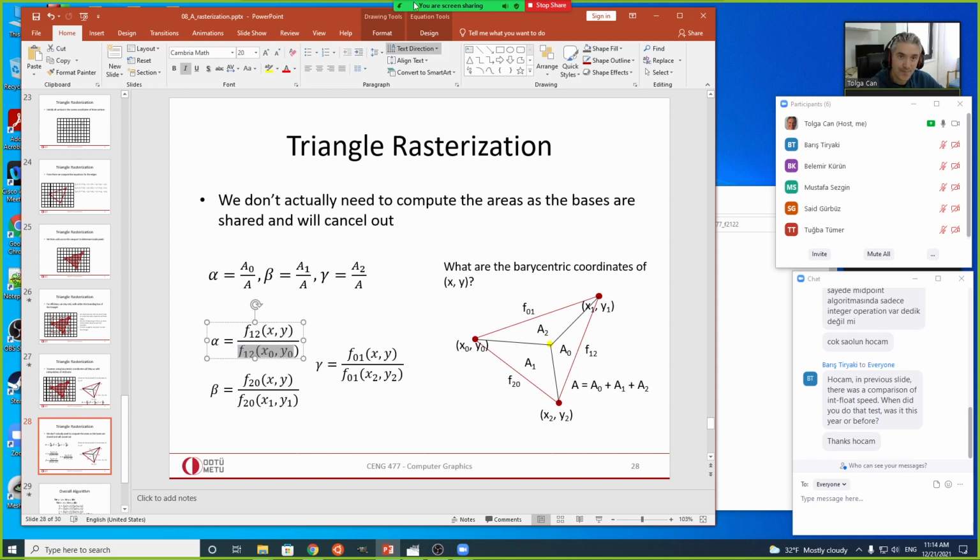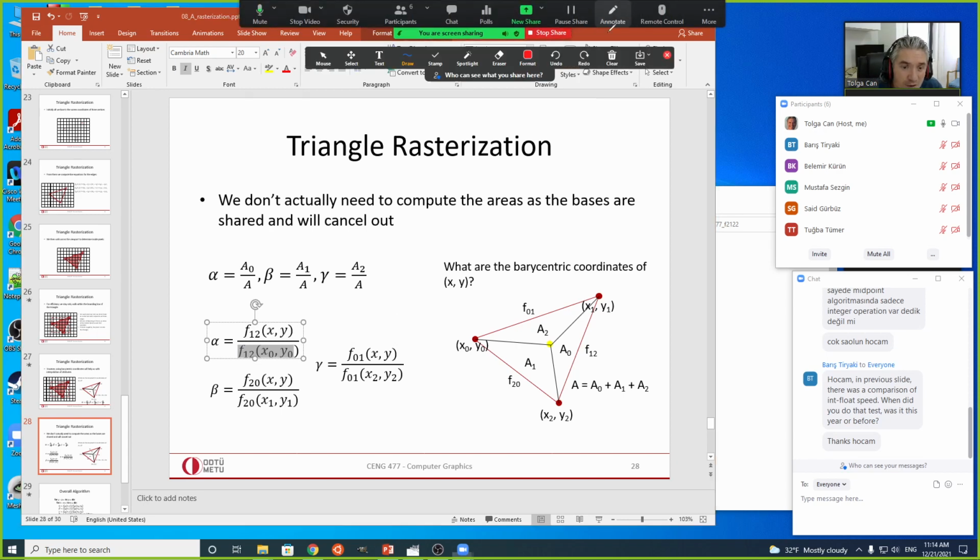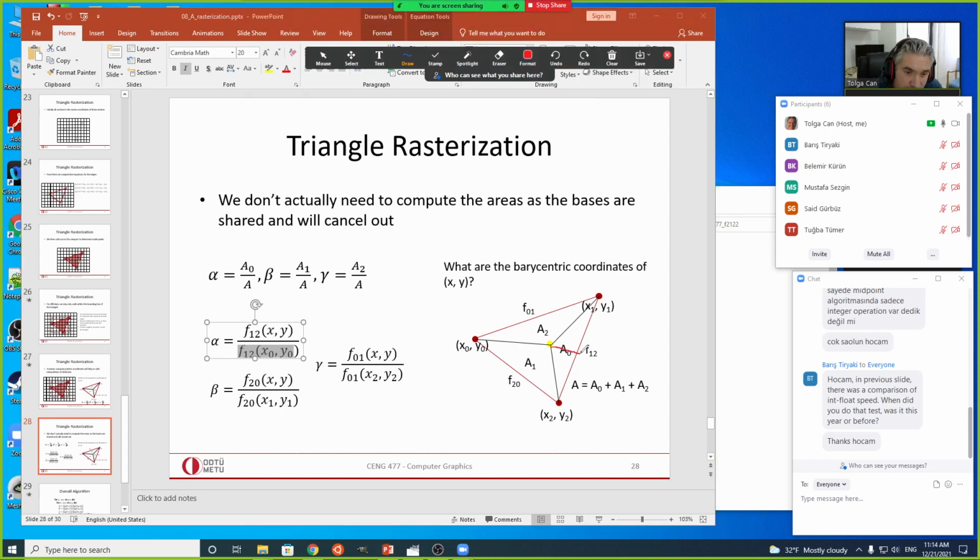So we are basically, let me use the annotation, using the ratio of these two things, okay? This implicit line equation gives us some negative or positive values, but for triangle rasterization, interpolation of attributes, we also make use of the magnitude of these implicit line equations. The magnitude is proportional to the distance of the point from the line.